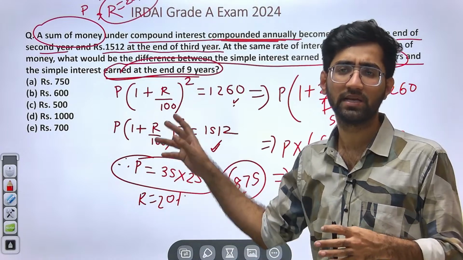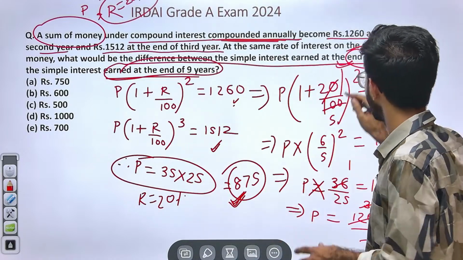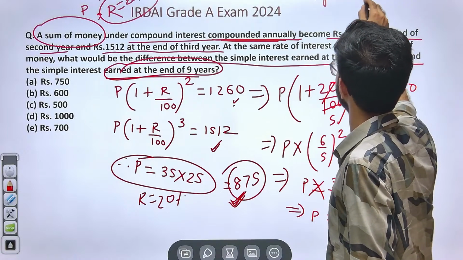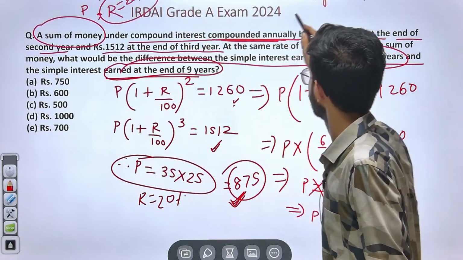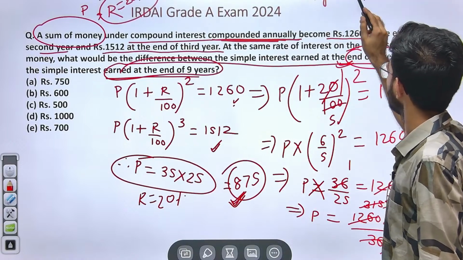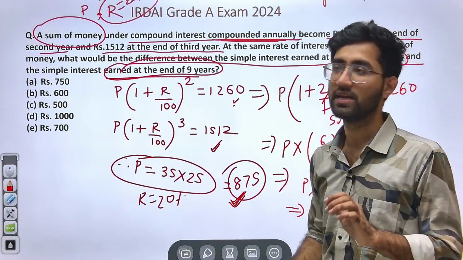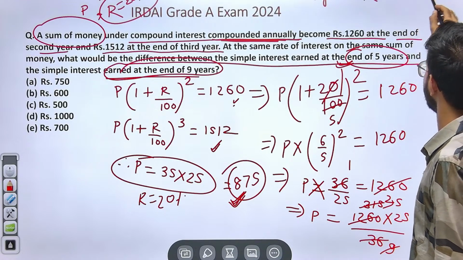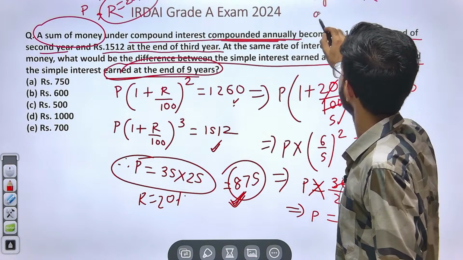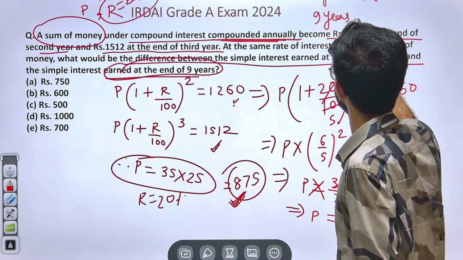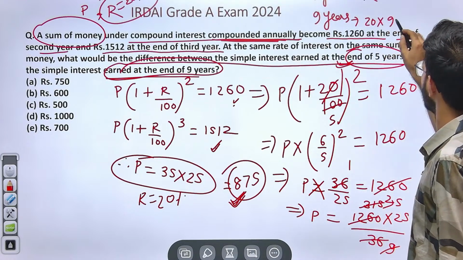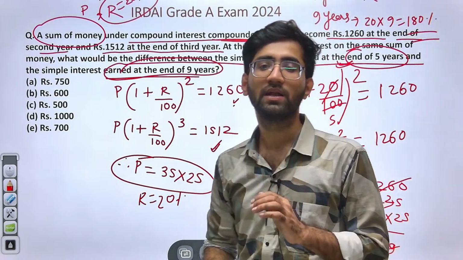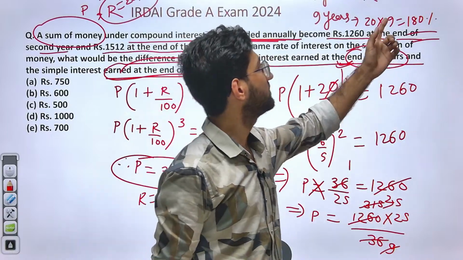But one quick way is this: for 1 year the rate of interest is 20%. So for 5 years, what will be the net simple interest rate? It will be 20 into 5, that is equal to 100%, right? And after 9 years, what will be the simple interest rate? 20 into 9, that is equal to 180%. So what will be the difference? 180 minus 100.